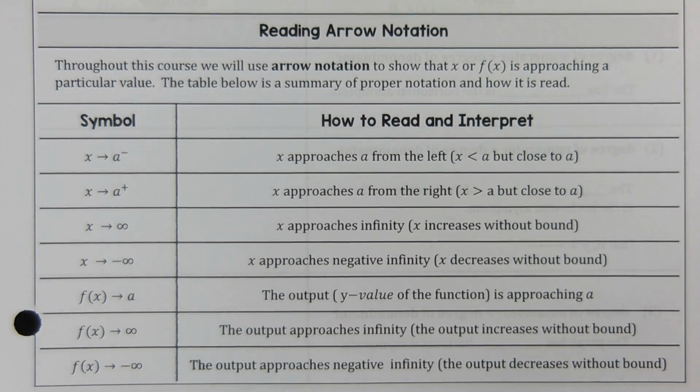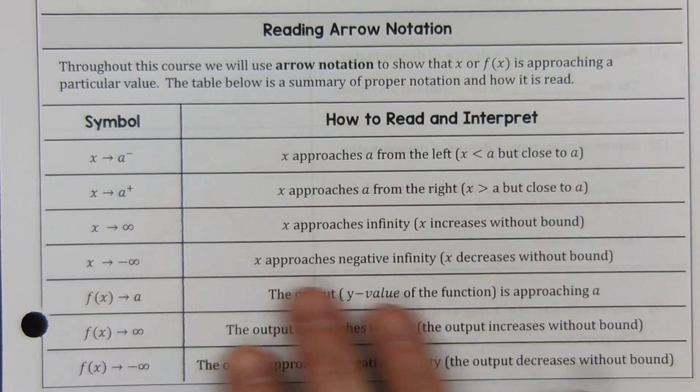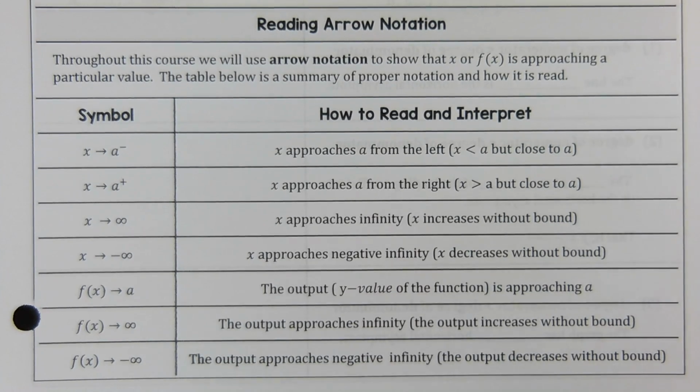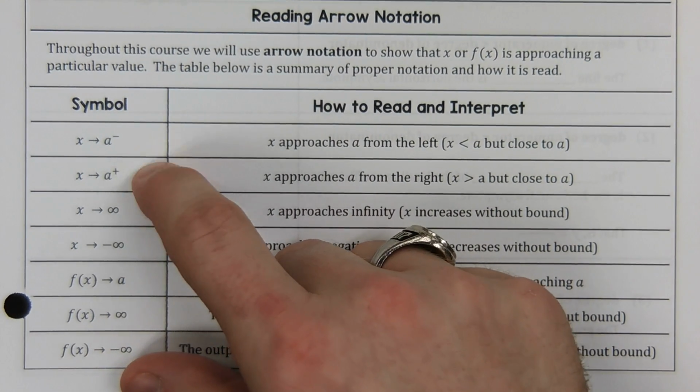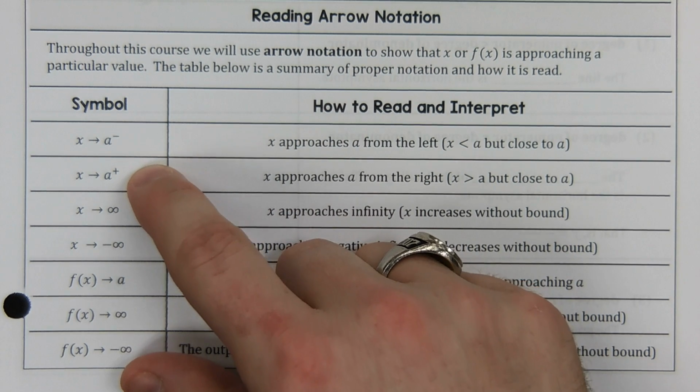Throughout this course, we will use arrow notation to show that x or f of x is approaching a particular value, or a non-value like infinity. This table below is going to summarize some of those things. All of it should look really familiar to you, except for maybe these first two. These first two are probably the only two that look different.